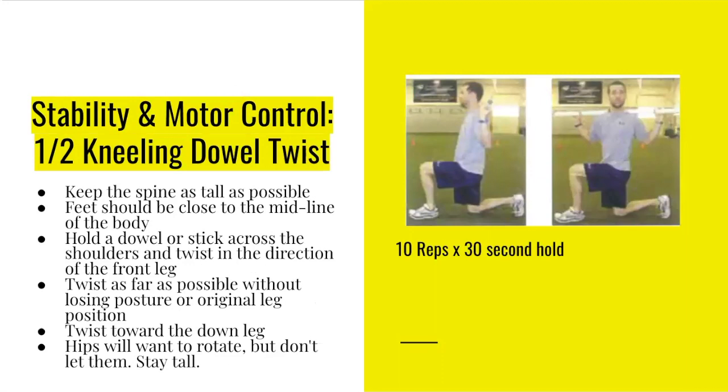Next is a half kneeling dowel twist. Keep the spine as tall as possible. Feet should be close to the midline of the body. Hold a dowel or stick across the shoulders and twist in the direction of the front leg. Twist as far as possible without losing posture or original leg position. Twist toward the down leg. Hips will want to rotate, but don't let them. Stay tall. Do this for 10 reps and a 30-second hold each time.